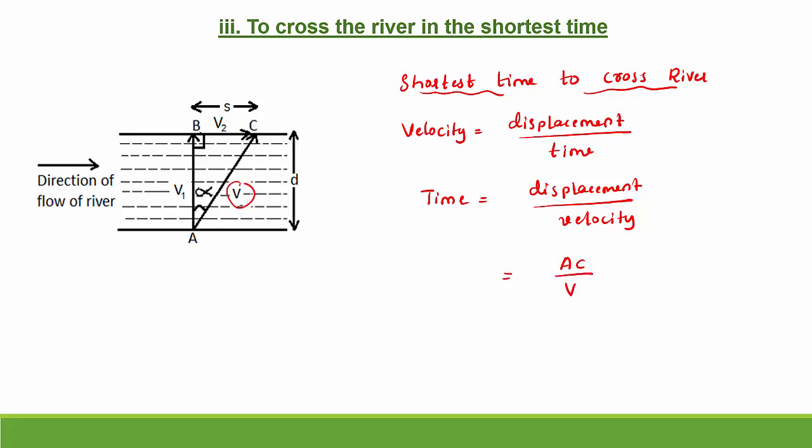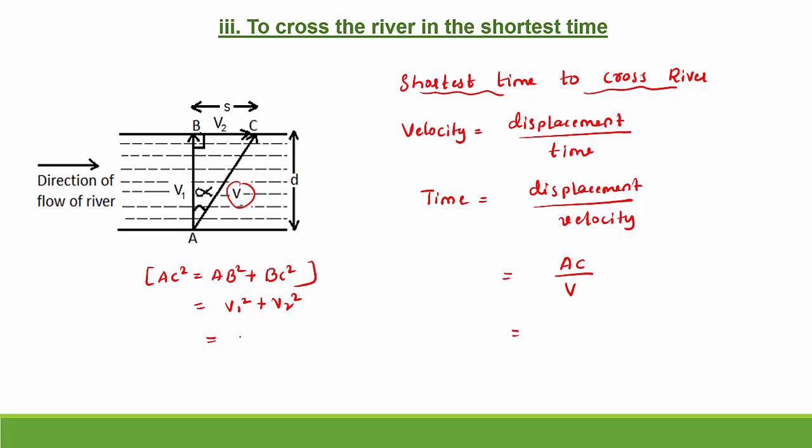V is the resultant velocity along displacement AC. So time is AC divided by V. Substitute the values. What is the value of AC? Here we can consider the Pythagoras theorem. AC square equal to AB square plus BC square. AB is V1 square, BC is V2 square. This gives velocity.